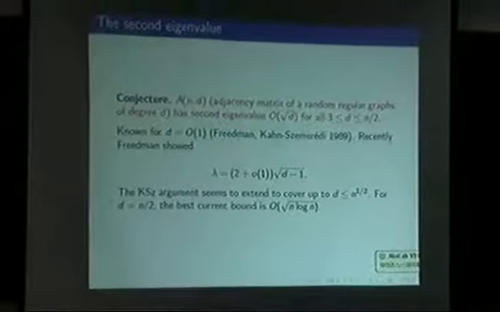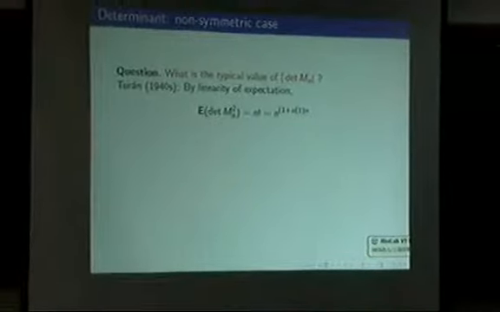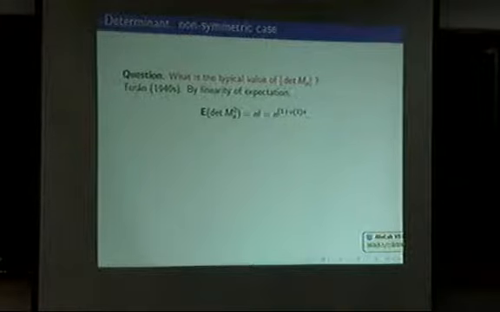Okay, this is not so interesting. Now let me go to the determinant. Again, we already talked about this. We know that the graph is, at least with high probability, non-singular, so the determinant in absolute value is non-zero, and you can ask, if it is non-zero, how big it is.